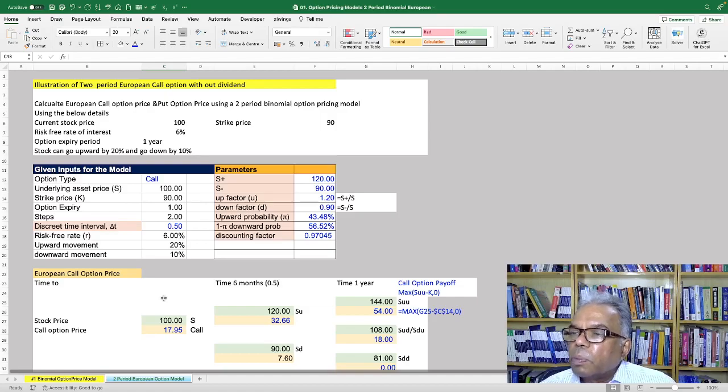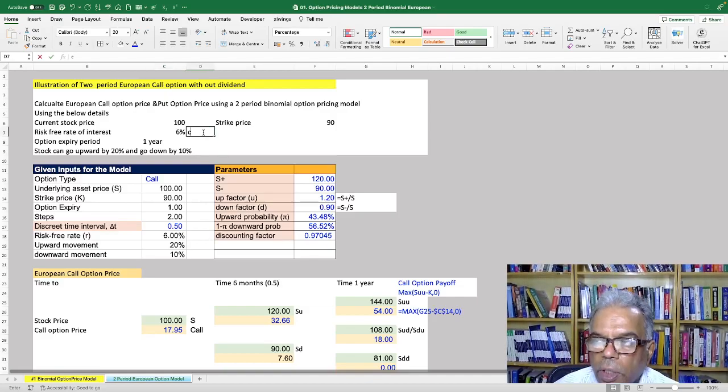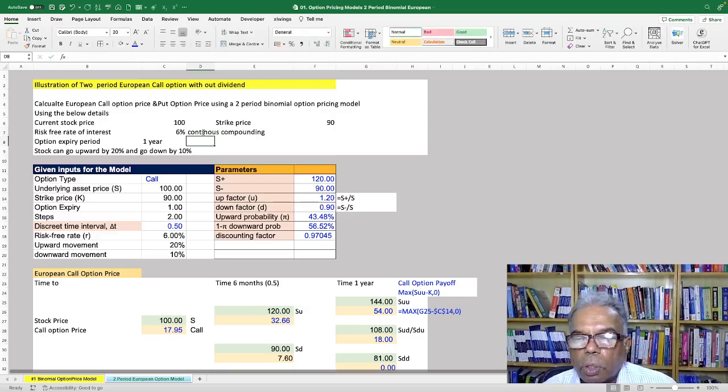So let's look at this problem. Calculate the European call option and put option price using a two-period binomial option pricing model with the below details. Let's assume the current stock price is 100. The strike price of the option is 90. The risk-free rate of interest is 6%, and let's assume it is continuous compounding. You can also use discrete compounding, but in our example we use continuous compounding. The option expiry period is 1 year, and the stock can go up by 20% or come down by 10%.